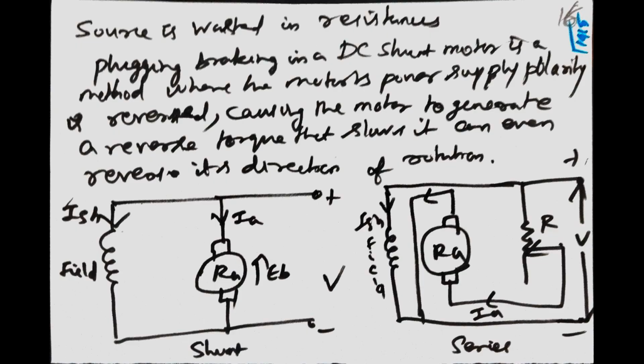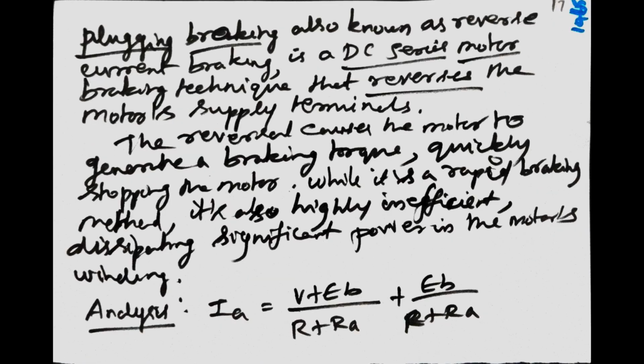Analysis: IA is equal to (V plus EB) divided by (R plus RA), which is V plus phi Z N (P divided by A) divided by (R plus RA). There is no change in field current direction. IA is V divided by (R plus RA) plus K1 phi N divided by (R plus RA). Braking torque TB is equal to 1 over 2 pi N times the output power. We already know TB is 1 over 2 pi times Z phi IA (P by A).